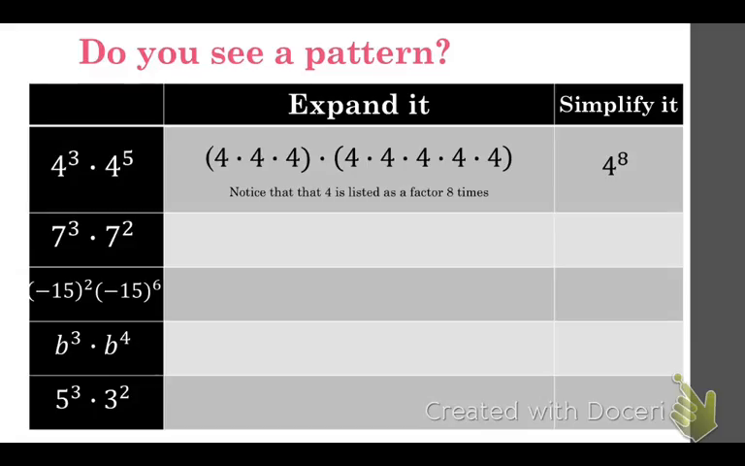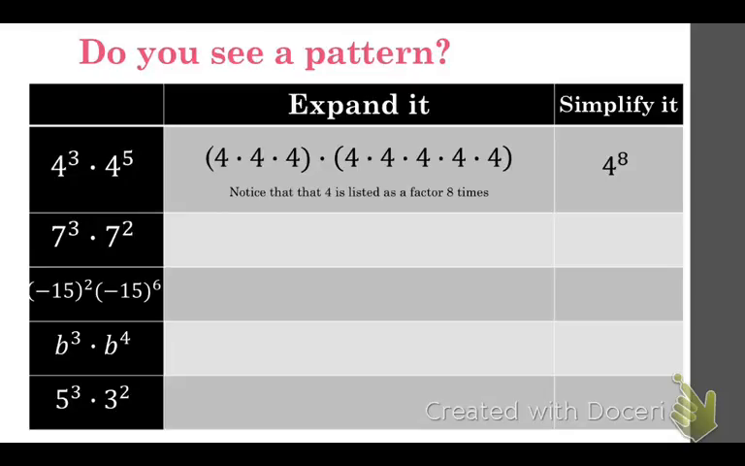Now let's really get into our rules, which is our focus of this lesson. When I have 4 to the third power times 4 to the 5th, notice that that is equivalent to 3 4s times 5 more. So how many do I have altogether? There are 8 of them there.